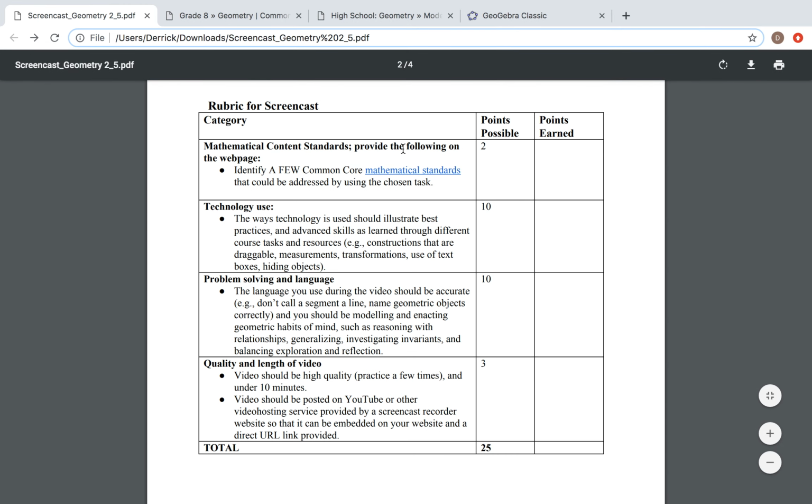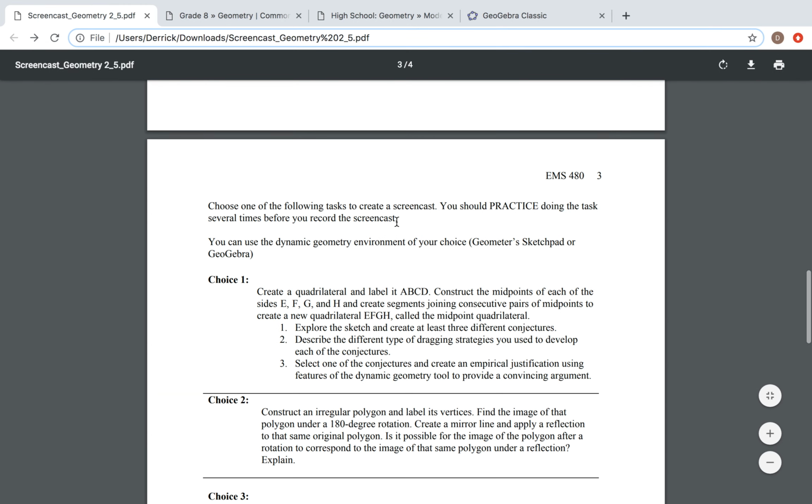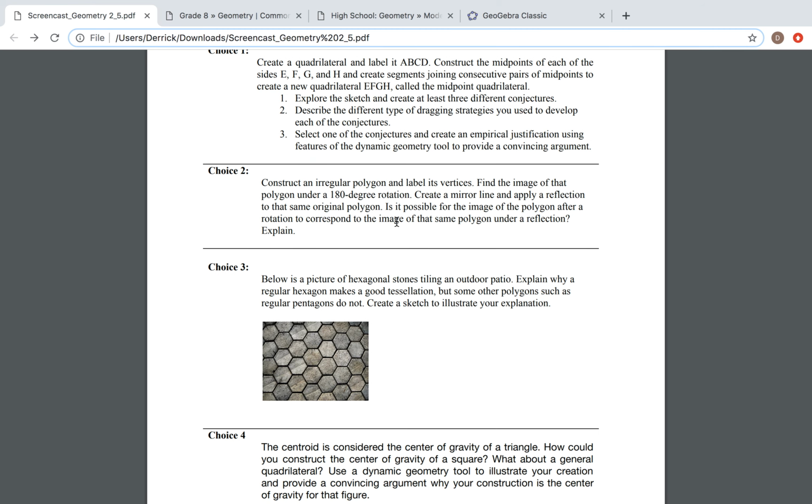Hello class, my name is Derek, and for the Geometry Screencast, I'm going to be investigating choice 3 here, which says, below is a picture of hexagonal stones tiling an outdoor patio. Explain why a regular hexagon makes a good tessellation, but some other polygons, such as a regular pentagon, does not. Create a sketch to illustrate your explanation.